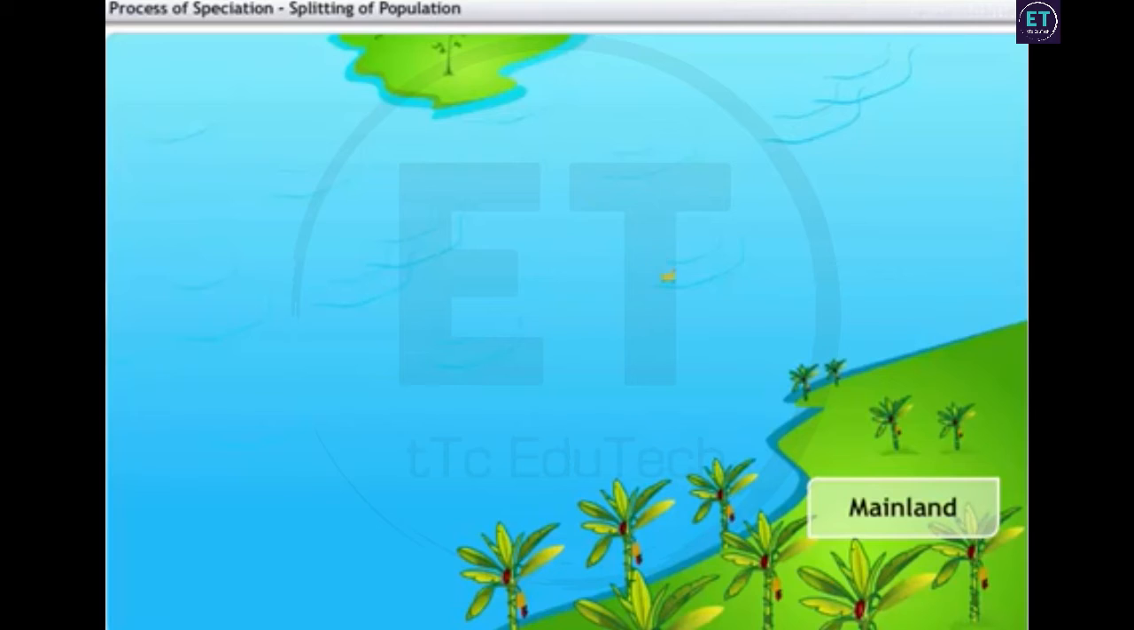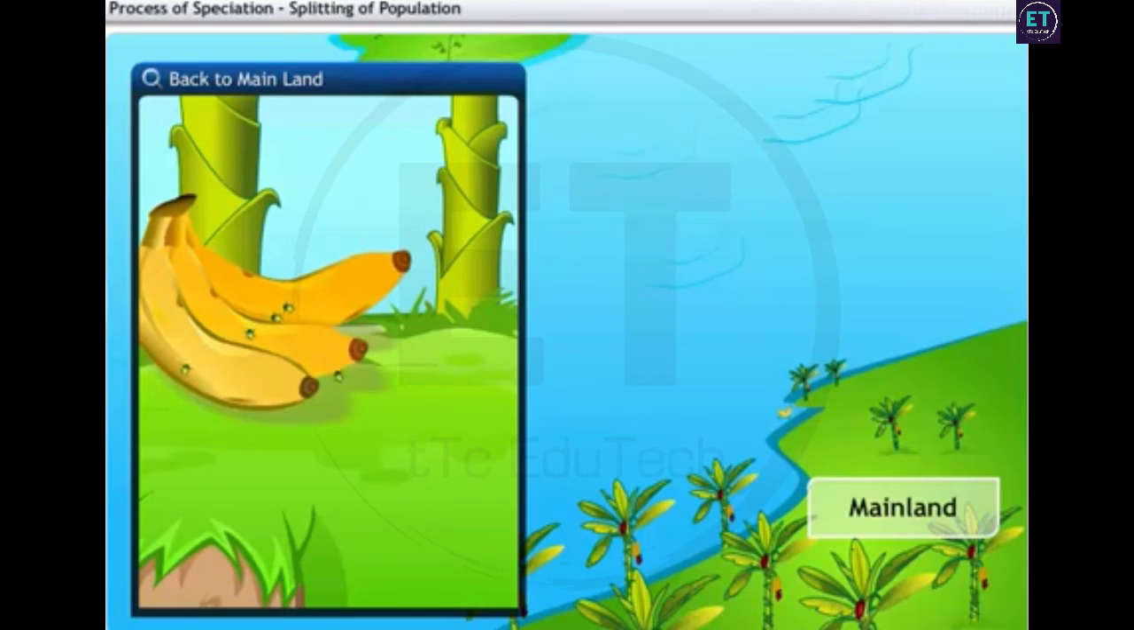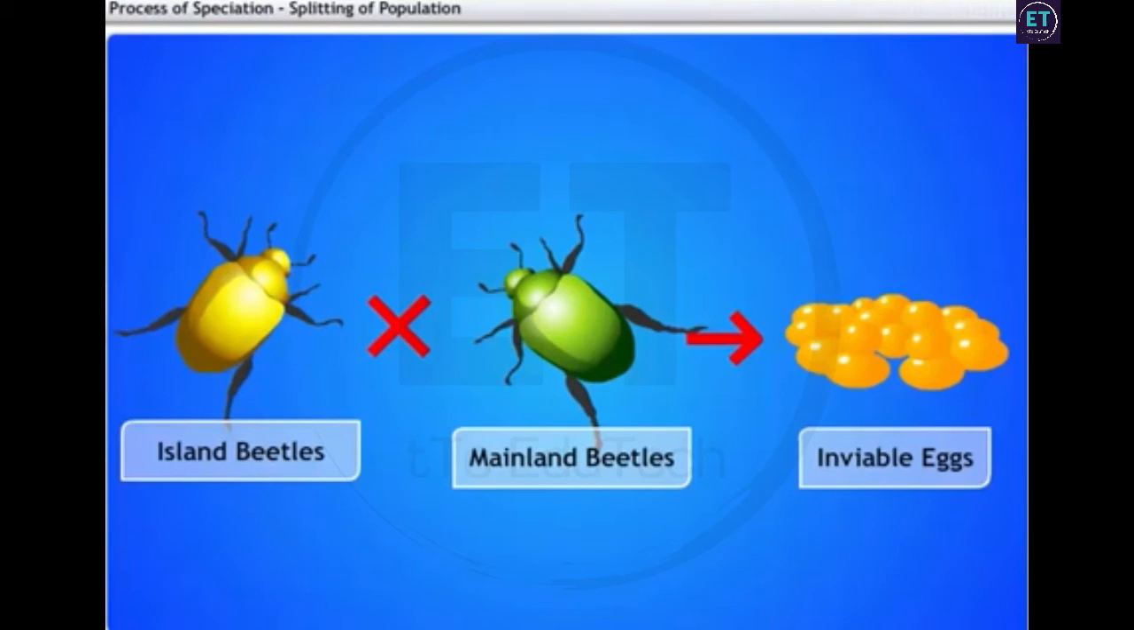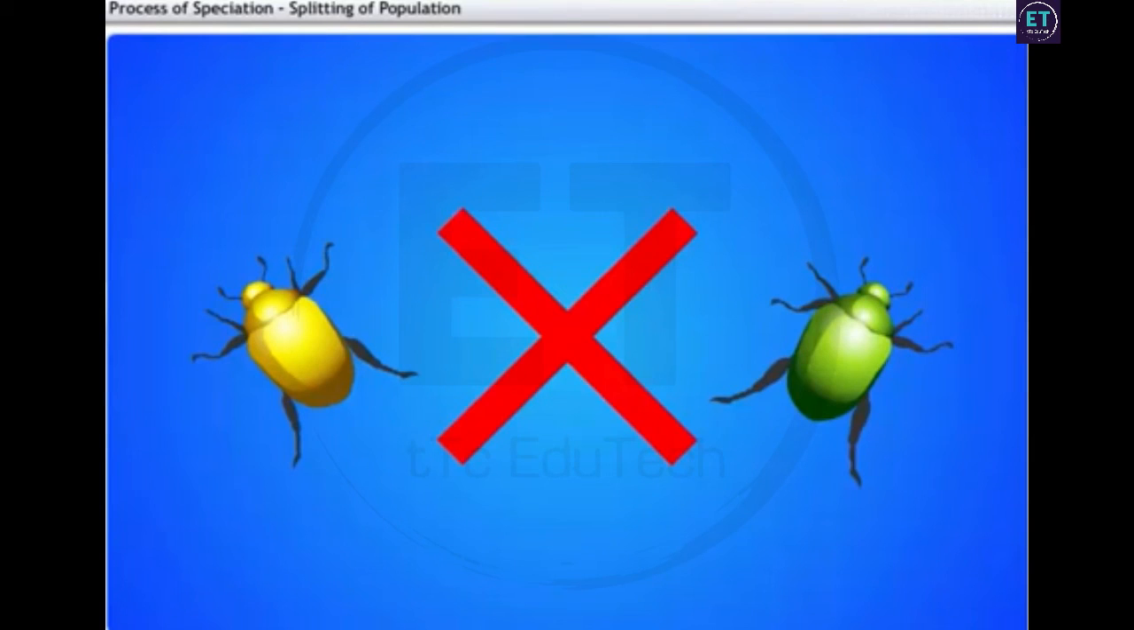In case another storm occurs, the beetles from the island may get washed back to the mainland. However, the beetles will not breed with the mainland beetles any longer, since they've evolved different behavioral characteristics by now. The few that do mate with the mainland beetles produce inviable eggs because of the genetic differences between the two populations. The lineage has split now. Genes cannot flow between the populations anymore. This process is referred to as speciation.